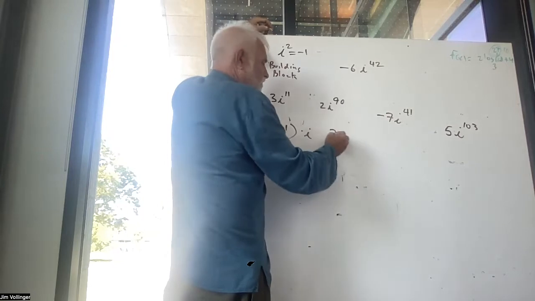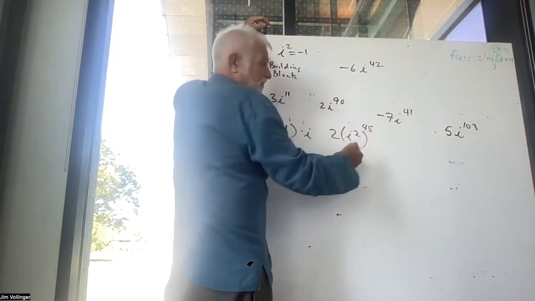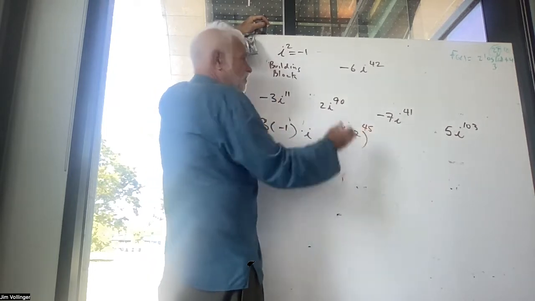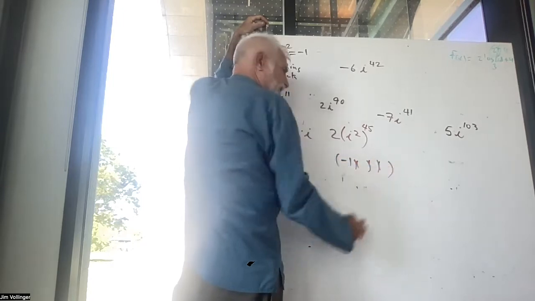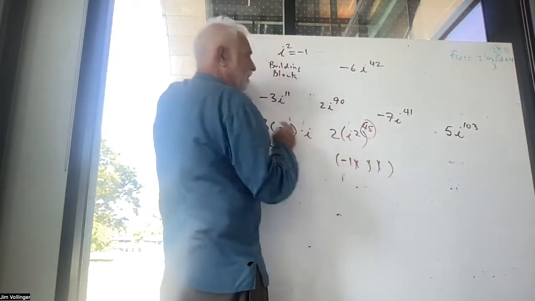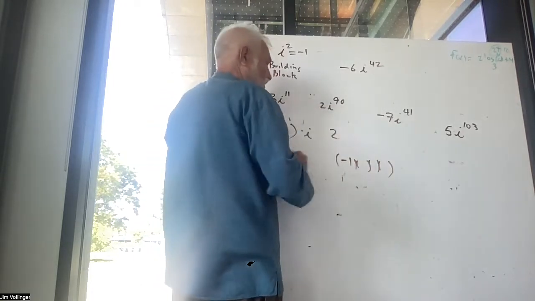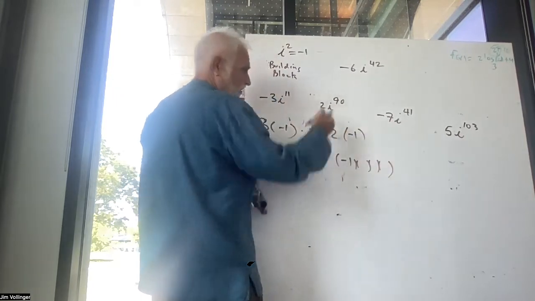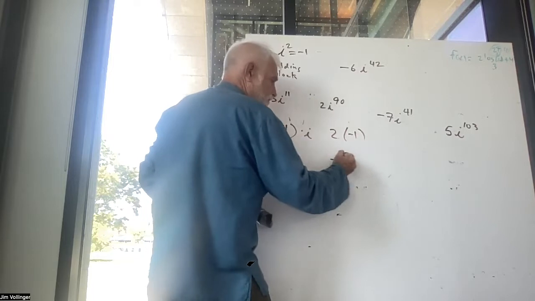2i squared. Well, i squared. How many i squareds are there in 90? 45. No remainder. So the question is, if you did negative 1 45 times, what would you get? You'd get negative 1. So if that's odd, then this whole thing becomes negative 1. And if there's no remainder, right, 2 went into 90 evenly, then our answer is negative 2.